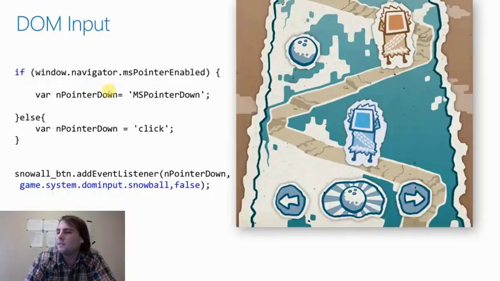So here's just a little wrapper so you're able to do cross-browser support a little better. You're just going to check if the MS pointer enable exists. If it does, you're going to set the namespace to that. Else you're just going to default to the click button there. And then, like here, you can see that it also gets set to the DOM input snowball function.